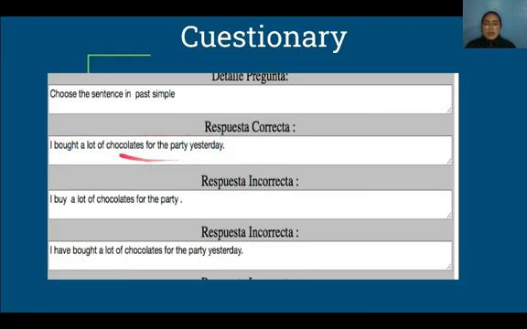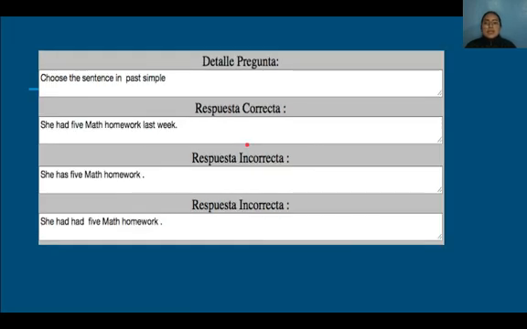Please copy. And this. Choose the sentence in past simple, the same. Number one. She had 5 math homework last week. She has 5 math homework. She had 5 math homework. Number one is correct. Why?